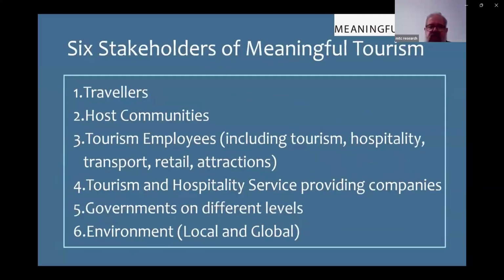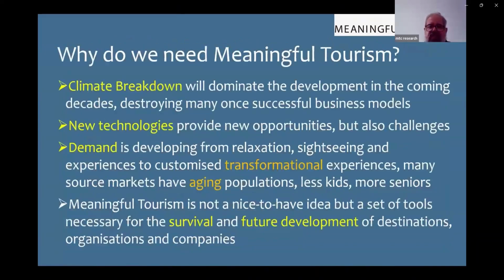So who are the stakeholders? Travelers, host communities, the employees working in the industry, the companies themselves, the government on different levels, and the environment, both the local one and the global one. And as trees cannot speak, this is, of course, then done by NGOs and other organizations taking care of the environment for them.